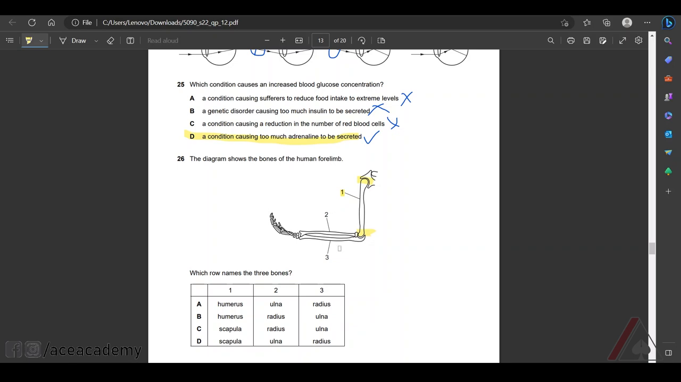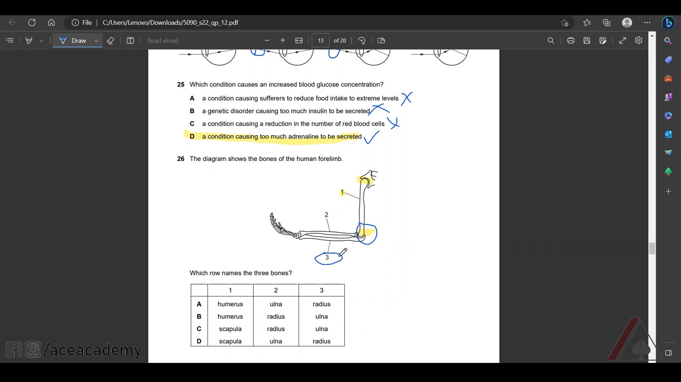So number 2 and 3 are radius and ulna, but which is which? For this question, we'll focus on identifying which one of these is the ulna, and we can distinguish the ulna from the radius in two ways. Number 1 is the joint over here, the hinge joint with the humerus. This joint is usually formed between the ulna and the humerus. The radius does not form part of the joint. So, as we can see, bone number 3 is the one that's involved in the joint. So 3 should be our ulna.